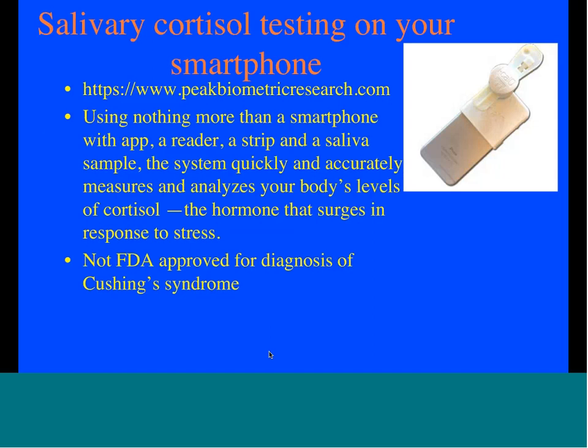They also have a website or sister company called peakbiometricresearch.com. On their website there's a little picture of the adapter for your iPhone. Using nothing more than a smartphone with an app, a reader, a strip, and a salivary sample, the system quickly and accurately measures and analyzes your level of cortisol, the hormone that surges in response to stress. What Dr. Ehrenkrantz has stressed to me is that this is not FDA approved for the diagnosis of Cushing's syndrome. He's very concerned that people are going to start using this and then say, well, I got a high cortisol on my unapproved smartphone device, and expect to go to surgery.